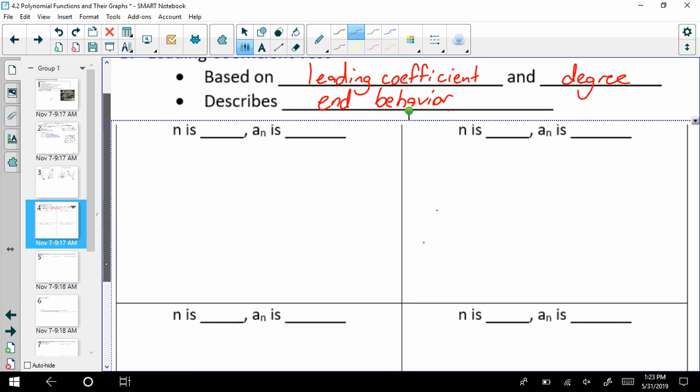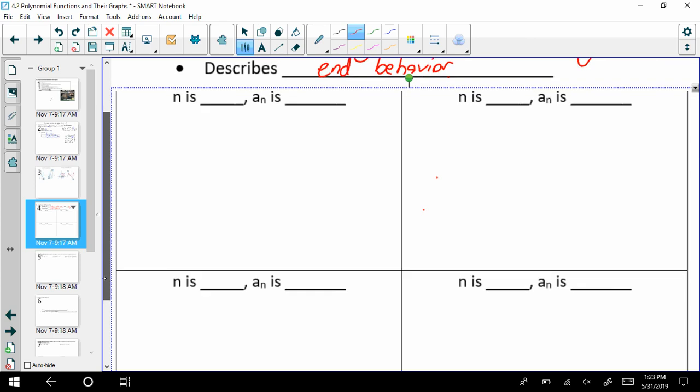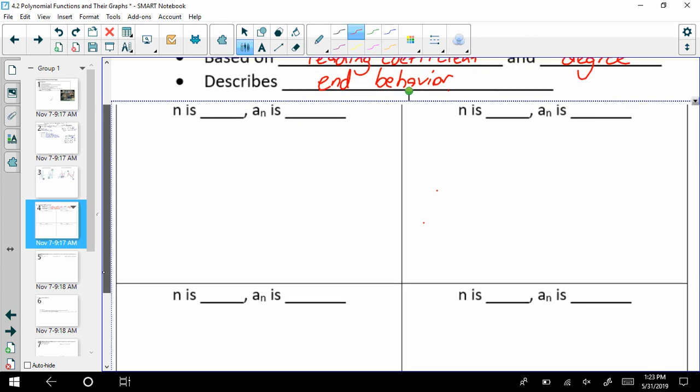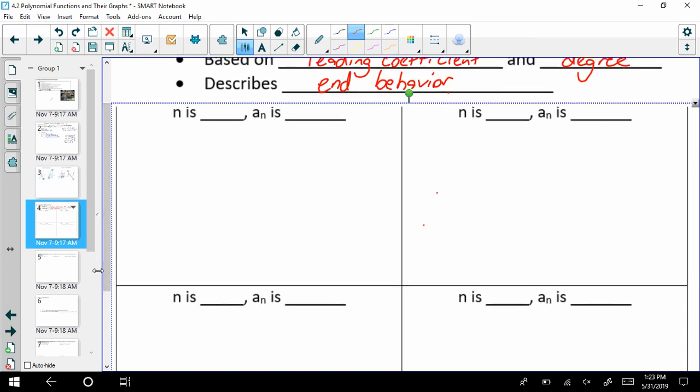So there are 4 different things that could happen with this polynomial end behavior. What if my highest exponent n is an even number and the leading coefficient is positive? So for example, something like this.